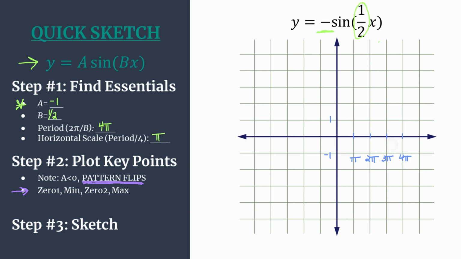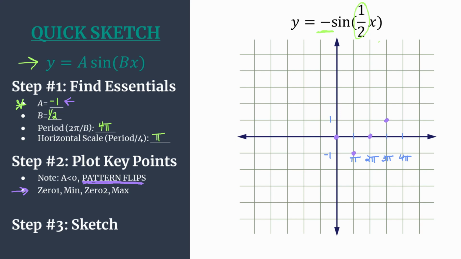So let's plot our key points. Start with a point at the origin, that's your 0, 1. Move to your first tick mark, pi. Your minimum will happen here. And you get the y coordinate by looking at your value of a. So our y coordinate for the minimum is -1. At 2 pi, you have the second 0. And at 3 pi, you have a maximum. Just take the opposite value of a. So +1 is your y coordinate there. So you've got your key points, and you're ready for step 3.